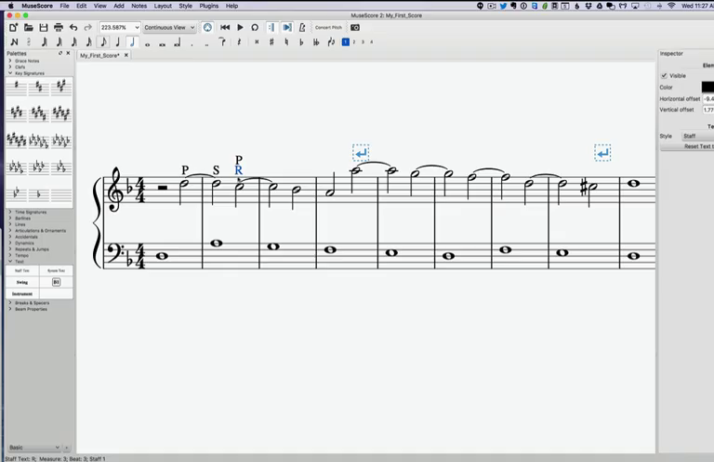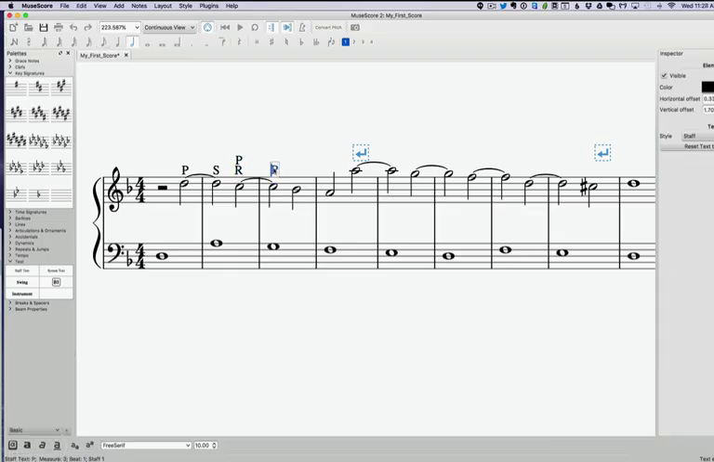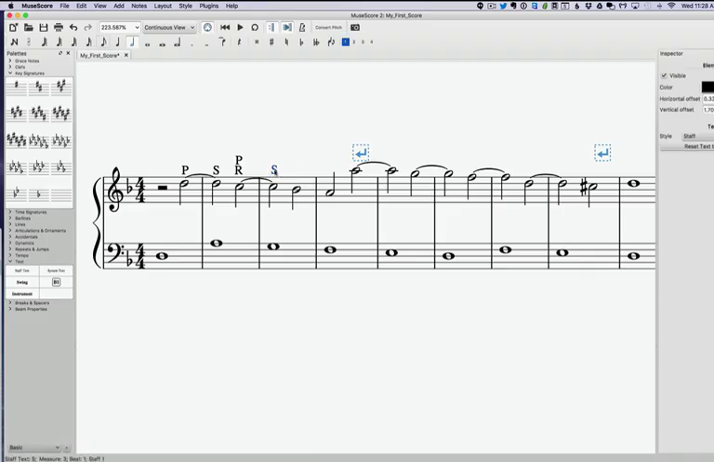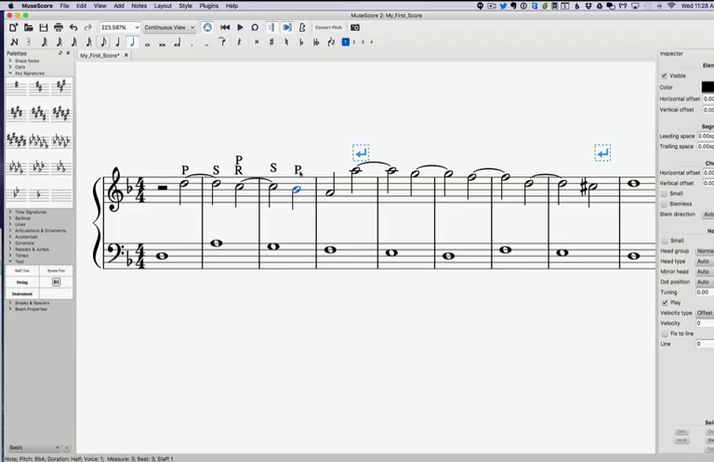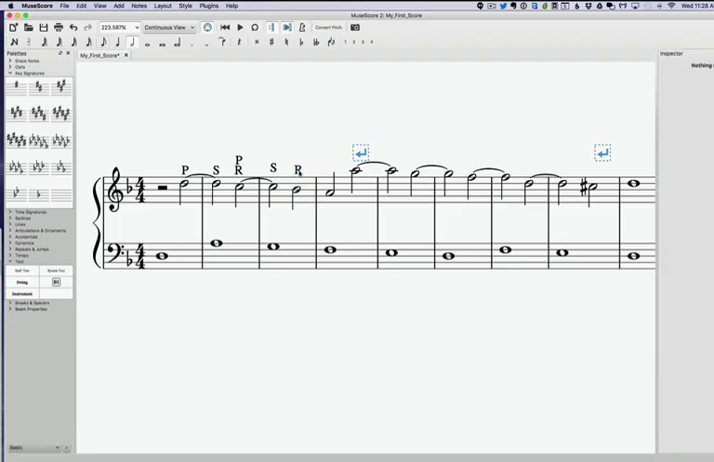This one is the resolution. It's also the preparation for the next one. Preparation, suspension, resolution. Okay, so this one can serve double duty when you're doing these chains of suspensions. Now, there are several types of suspension, and we label them with numbers. There's 4-3 suspension, 7-6 suspension, and 9-8 suspension are the most common. We're going to talk about those in a minute.